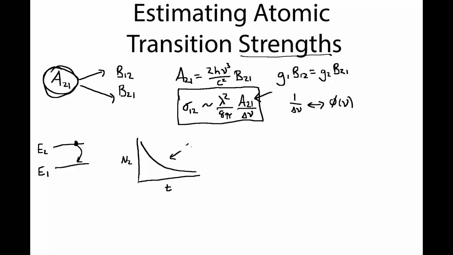And the number follows an exponential decay with a half-life that's characterized by some time scale. And that half-life, that time scale over which you expect half the atoms to spontaneously decay, is related to the Einstein A coefficient. It's in fact the inverse of an Einstein A. So this means that Einstein A coefficients have units of inverse seconds.